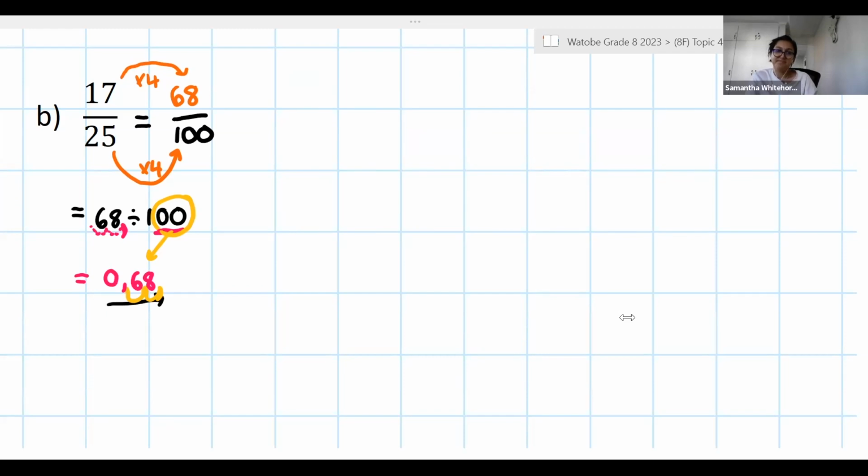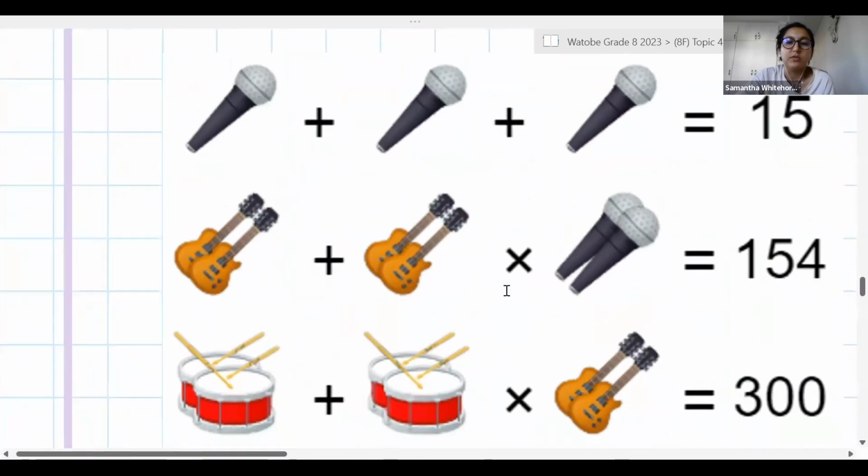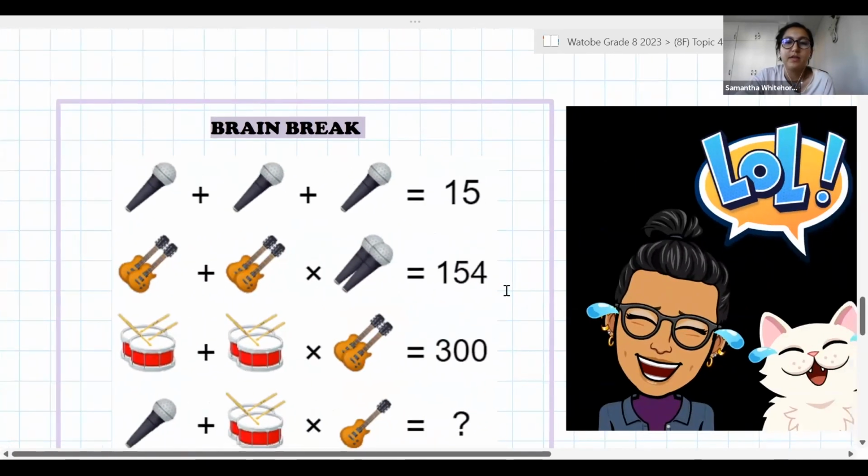Hey, my people, this is important, okay? Because you need to know how to do it without a use of a calculator. And that's the important part. Okay, well, I'm going to assume there's no questions. So let us jump to our brain break here.